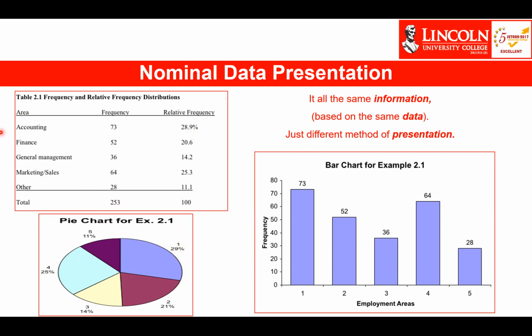Okay, and for 2, which is actually finance, which is 21, it has been rounded up to 21. And 3, which is general management, which is 14.2, has been rounded to 14. And 4, which is marketing or sales, which is supposed to be 25.3, has been rounded to 25. And 5, which is other, which is supposed to be 11.1, has been rounded to 11. So this can also be represented this way. And also you can have a bar chart like this. It is all the same information based on the same data, just a different method of presentation. Okay? So if you like, you can use any of these.